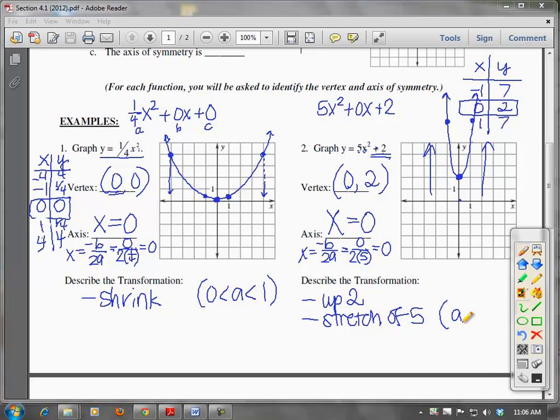Stretches occur when a is bigger than 1, so the number in front of your x squared is bigger than 1. So this kind of starts us in the mode of parabolas, and we're going to take a couple more on the back side. So flip the page.